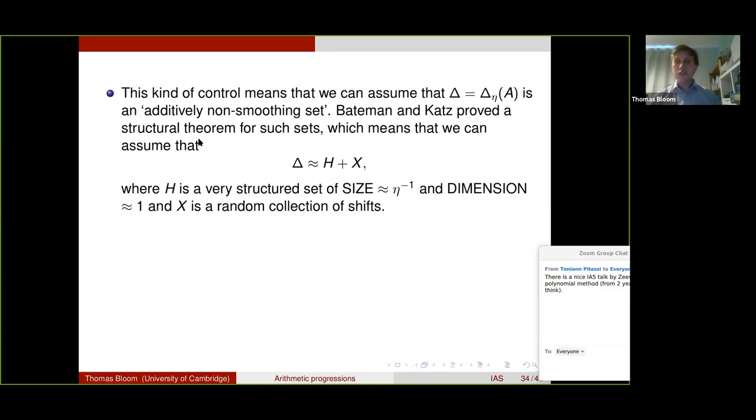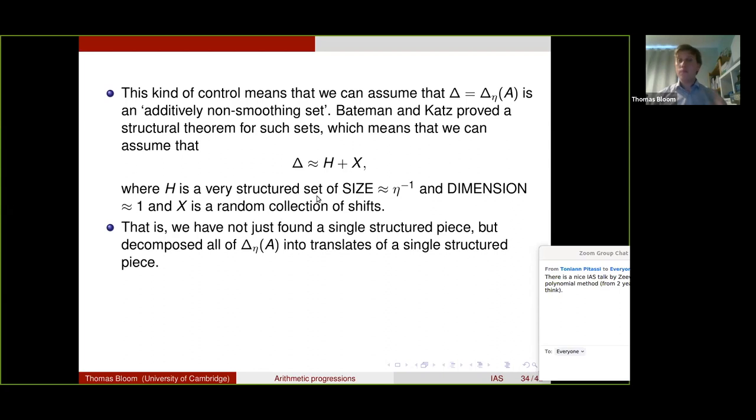And Bateman and Katz proved a structural theorem for such sets, which in this particular application means that we can decompose the spectrum delta as H plus X, where H is a very structured set. So you can think of it as being a subgroup, for example, or an approximate subgroup like an arithmetic progression of size epsilon to the minus one and dimension big O of one. Okay, so it's very structured. And X is just a completely random collection of shifts of H. I haven't written it down here, but X has size epsilon to the minus two, right? So for the full set delta to have size epsilon to the minus three, I take epsilon to the minus two disjoint translates of this structured set H. And that's what our spectrum in fact looks like.